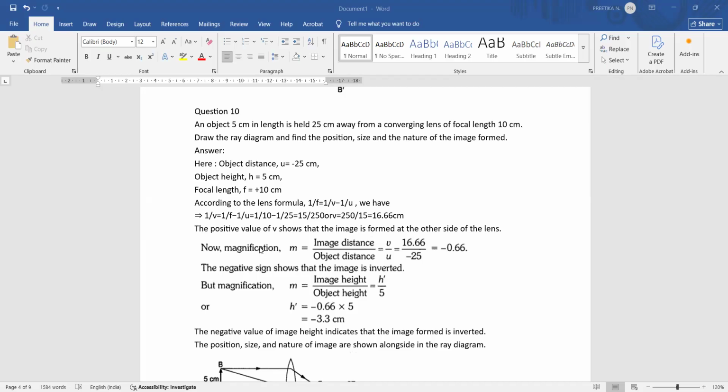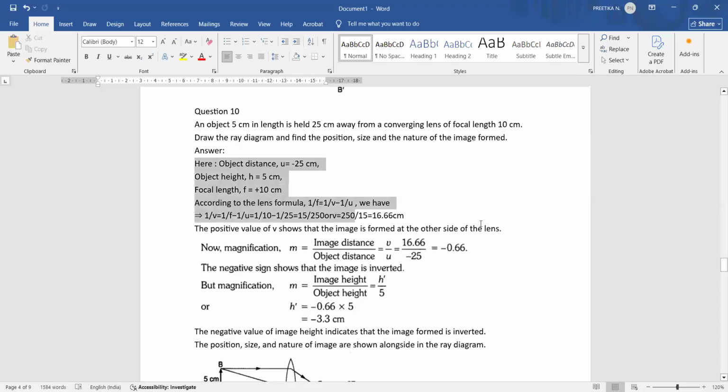Which lens is it? It is a convex lens. Focal length is 10 centimeter. As it is a convex lens, the focal length has to be positive. Now they are saying draw the ray diagram, find the position, find the size, and find the nature of the image formed. First of all, it's very simple: the object distance is given, the height of the object is given, and the focal length is given.